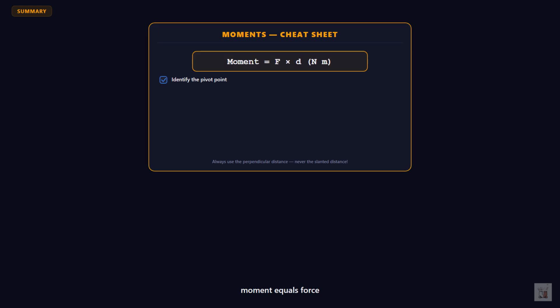Remember, moment equals force times perpendicular distance. For equilibrium, total clockwise moments equal total anticlockwise moments. Always identify the pivot first, include every force, and check your units are in Newton meters.